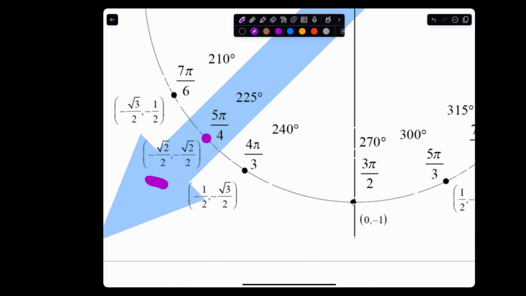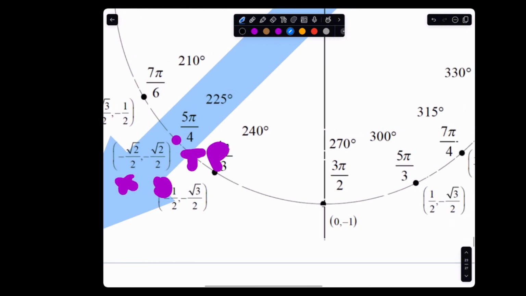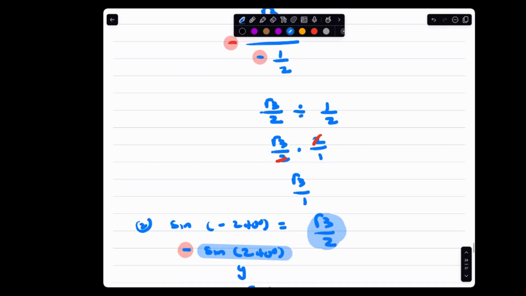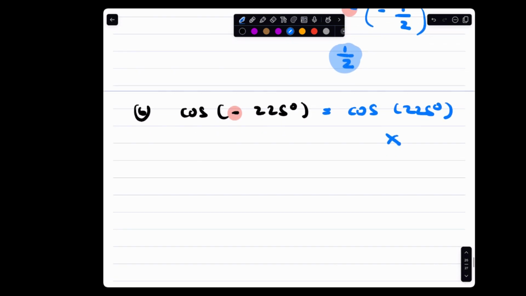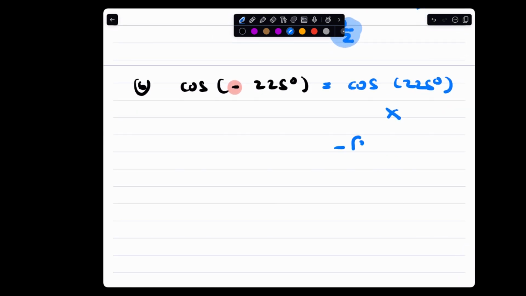This is my terminal point. So for 225, the x-coordinate is negative square root of 2 over 2. So your final answer is going to simply be the x-coordinate, negative square root of 2 over 2. Easy peasy, lemon squeezy. Is that right?